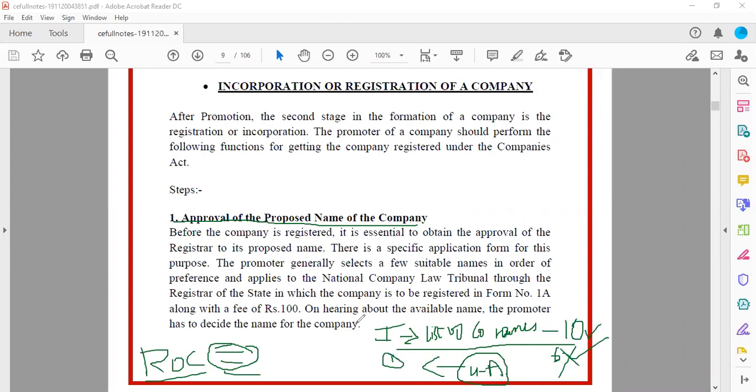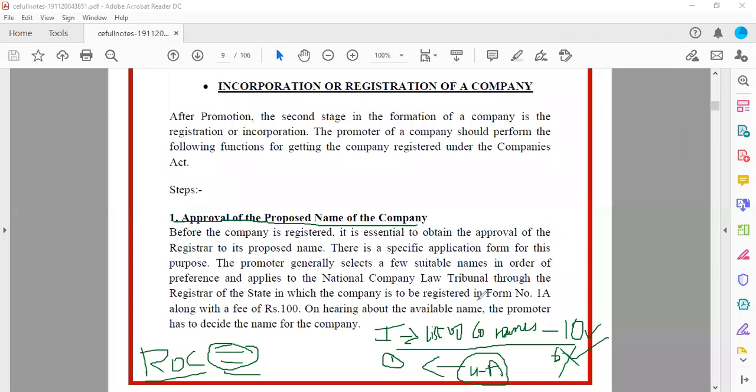Because the name of the company is very, very important. It will be present in the incorporation certificate, MOA, AOA, letterheads, and whatever marketing we do, everywhere it will be mentioned. So you will have to be very careful in choosing the name of the company. It has to be attractive. Even if it's not relating to the product, it should have some attraction or be an easy way for people to remember. So that will be the first procedure.